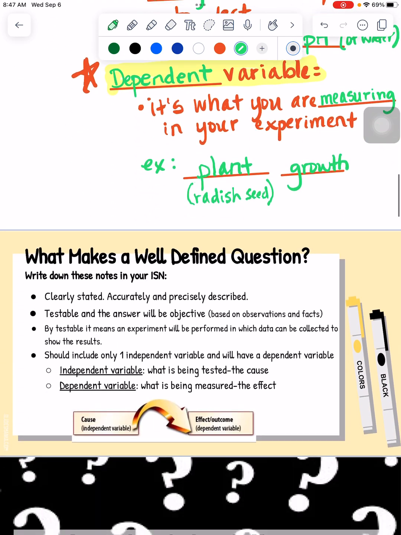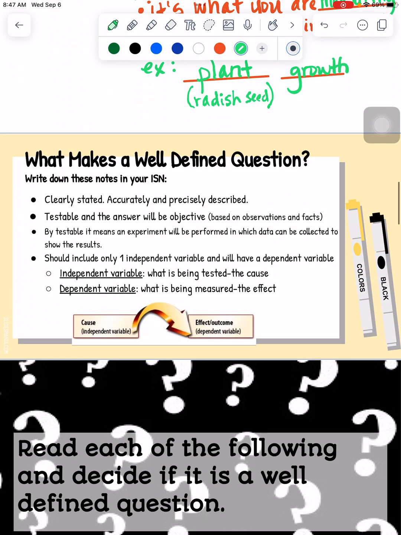All right, so continuing on, I put this slide in here so you guys could have another set of information about well-defined questions. It's clearly stated, accurately and precisely described. It's testable, and the answer will be objective based on your observations and facts. By testable, it means an experiment will be performed in which data can be collected to show the results. So just because it's a question doesn't mean it's testable and you can get results from it. It has to meet that criteria. And it will include an independent and a dependent variable.